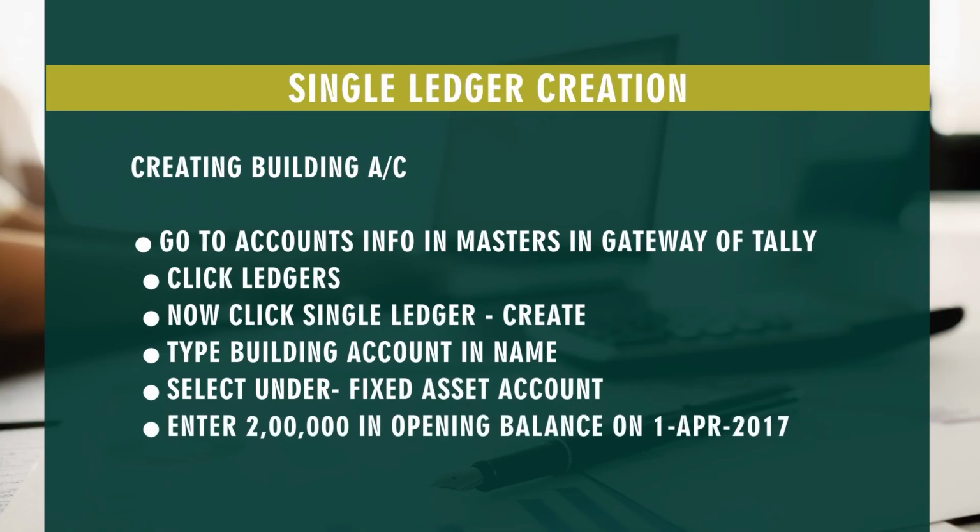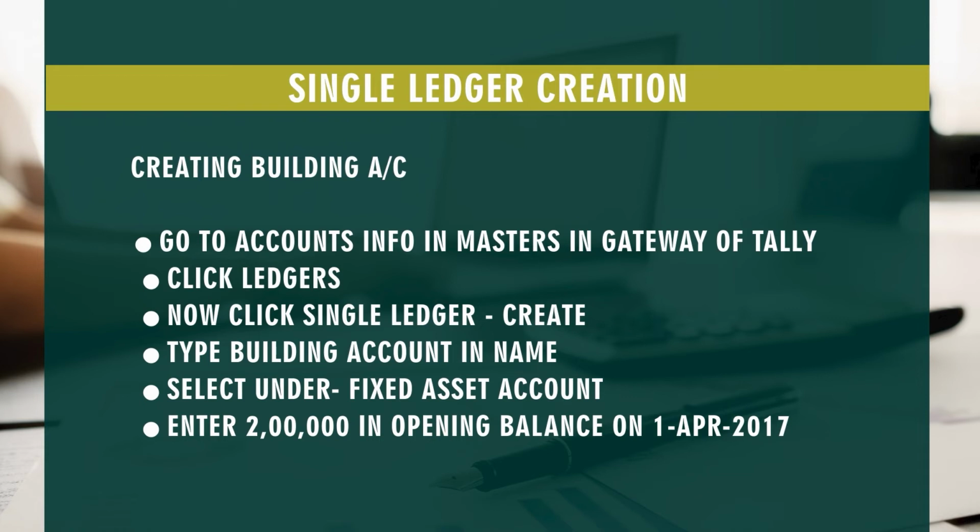Now to get more clarity, let us make one more ledger. Now let us make the building account ledger. Building account ledger, again you have to go to the gateway of Tally. Within gateway of Tally you will find account info. Within account info you will find ledgers. Again ledger will show you 2 options, that is single ledger and the multiple ledger. Within single ledger you will have to click again create.